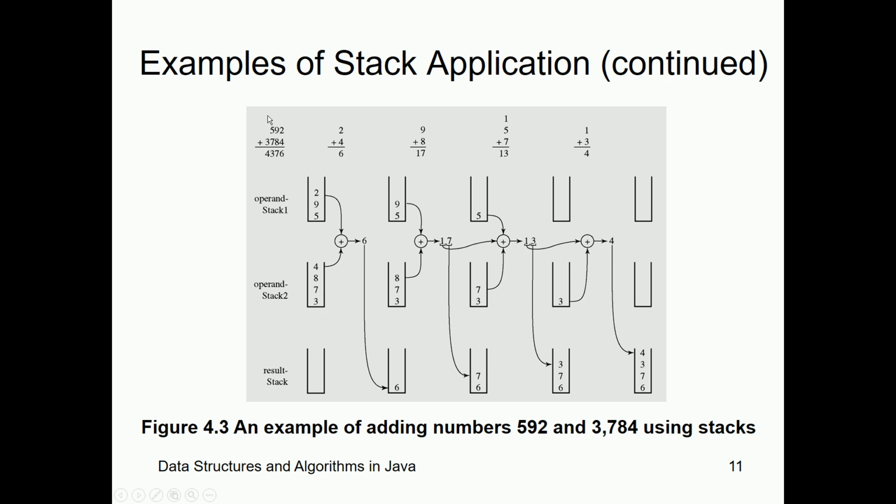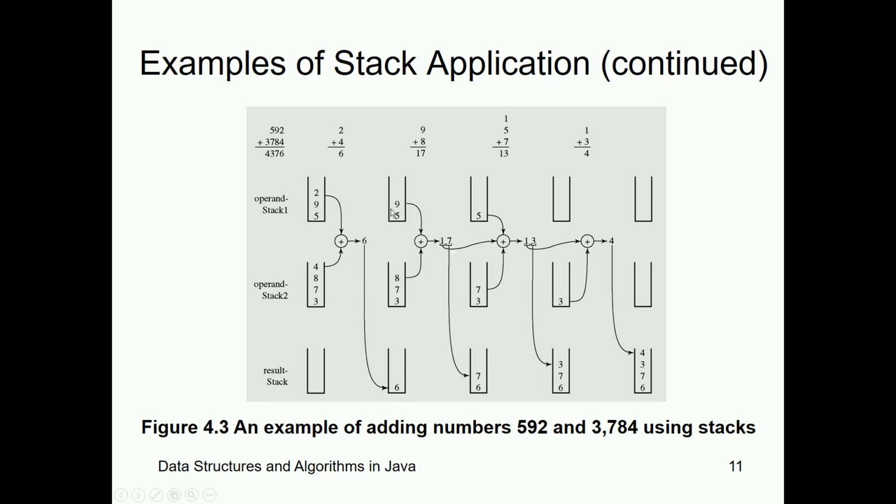So we start by putting the digits from the left and pushing them to the stack. And then we do the same with the other number. Then when we do the operation, we pop one from each, add them, and put the sum in the result. And then we pop again the next one.